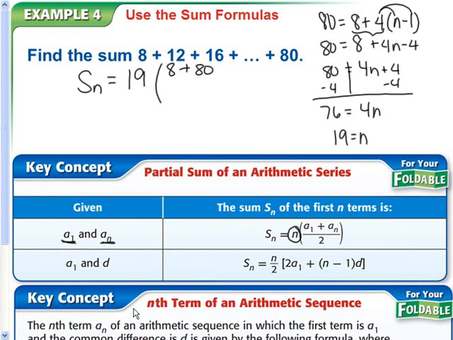A sub n is 80, over 2. Okay, now you can just plug that in. Let's do 8 plus 80 first and divide that by 2. That's 44. Times that by 19. And the sum of all of them is 836.